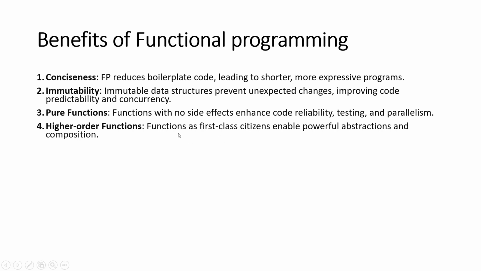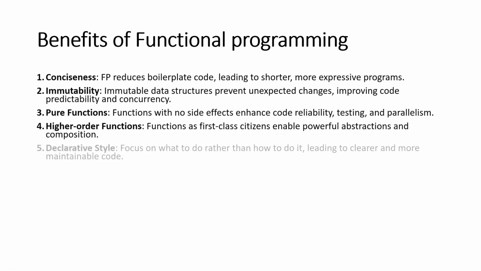Higher order functions, we just saw. Functions are first class citizens. First class citizens are nothing but what? They can be assigned to variables, passed as arguments to functions, and also returned from functions. They enable powerful abstractions and composition. Abstractions we saw, we abstracted the for loop logic from the list. And composition, we are able to combine multiple functions. So once we use higher order functions, these are the benefits we will get.